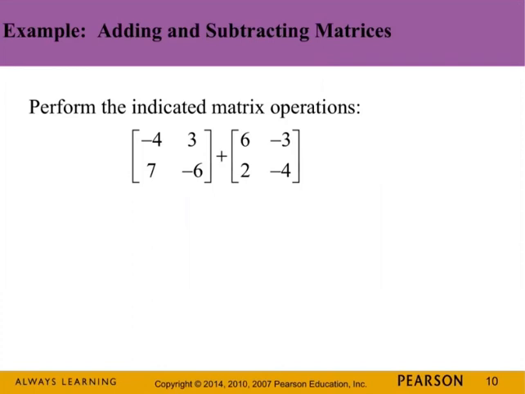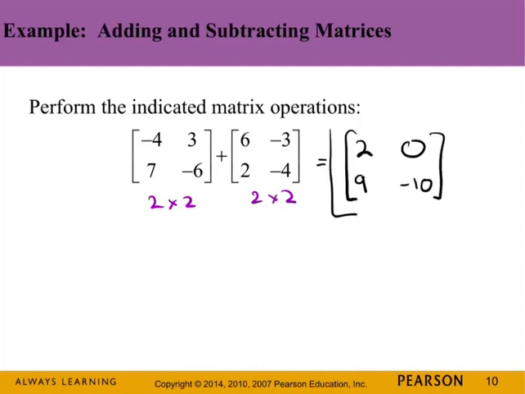Okay. So perform this. Notice that if we go ahead and write out the order, this is rows by columns. So this is 2 by 2. This is 2 by 2, right? So they have the same order or the same size. So we can add these together. Just add the corresponding entries. -4 plus 6 is a 2. Then 0. 7 plus 2 is a 9. And then it looks like that's a -10. All right, we just added the corresponding entries. So that's not too bad.